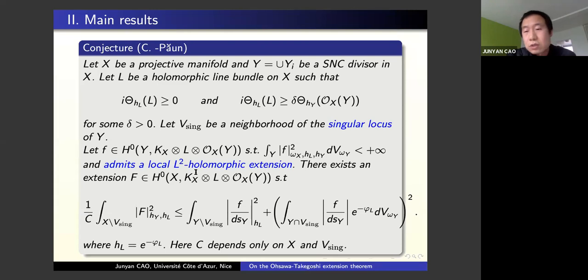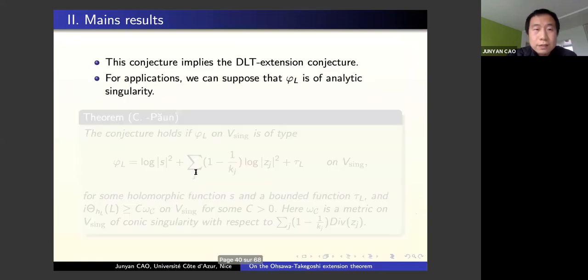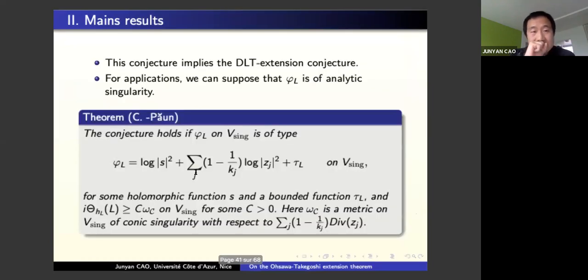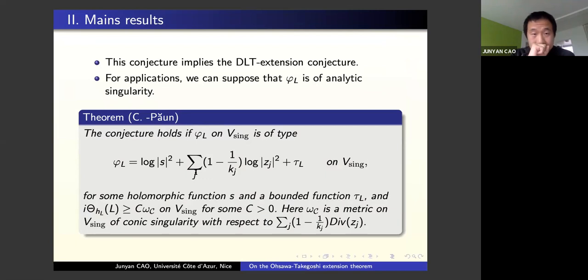Maybe we can find some counterexample of this conjecture. It's also totally possible. But in our paper, we could only prove a very special case of this conjecture. We can in fact prove this conjecture under the assumption that the weight function is of this type of singularity.